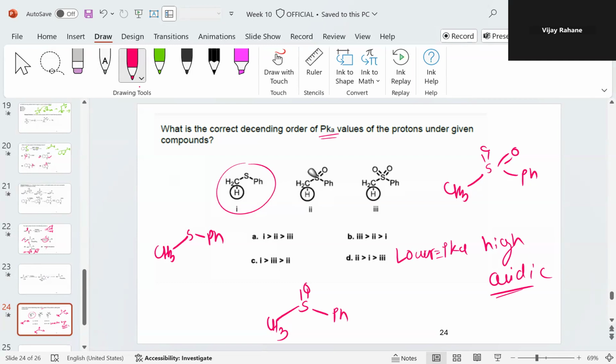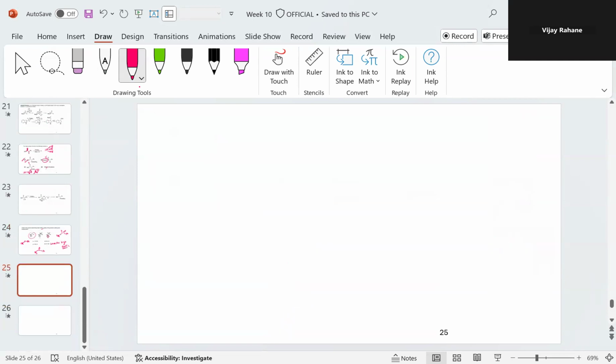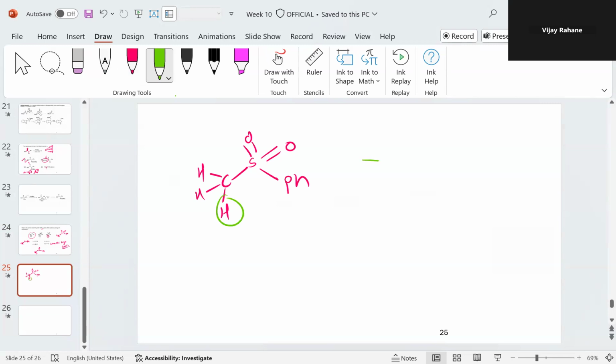So if you look at the abstraction of this proton, let's take the example of the third proton. It also explains the stability of the conjugate base. The more stable the conjugate base, the more acidic. So that's the Ph, right? So once this proton is abstracted, it forms the C negative, and this sulfur double bond O, and then there is a Ph.